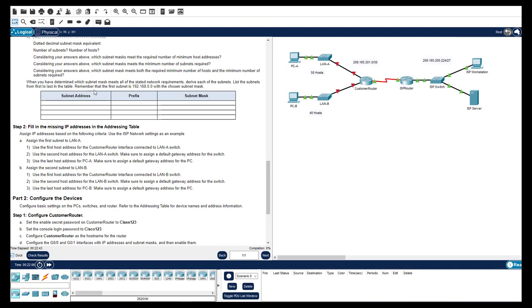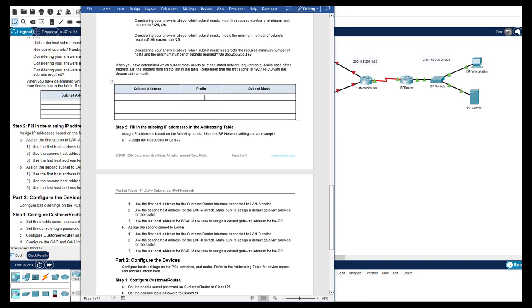Now that we've determined which subnet mask meets all of our network requirements, we're going to break it down into the subnets for each LAN, but instead of that /24, it's our chosen subnet mask, the /26. The prefix is going to be the same because we're using the /26 for all of the subnets. So that will go in the prefix column, and the subnet mask 255.255.255.192. That is what the subnet mask is for a /26. We know that the first subnet is going to be 192.168.0.0.